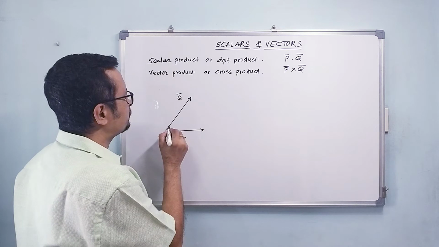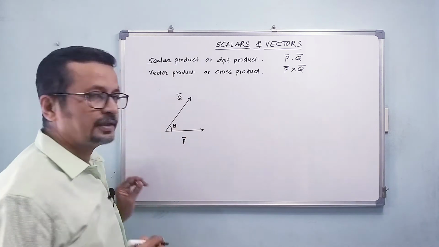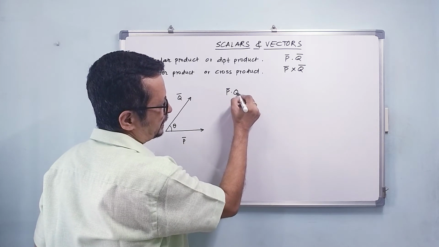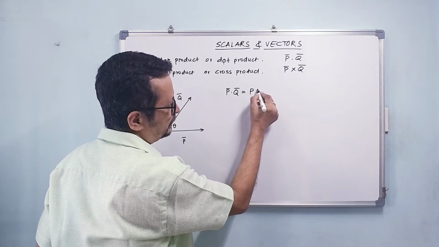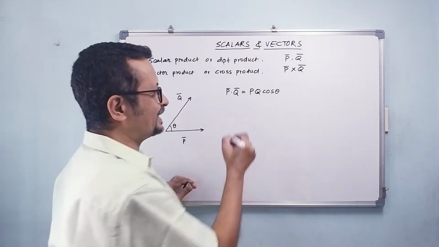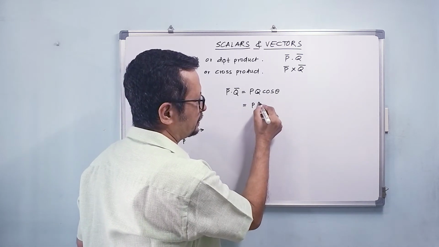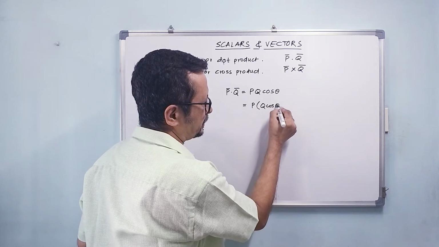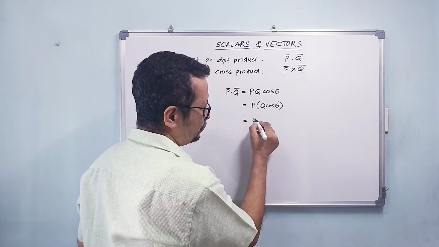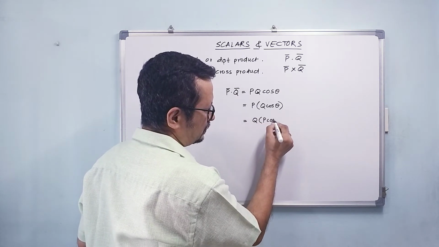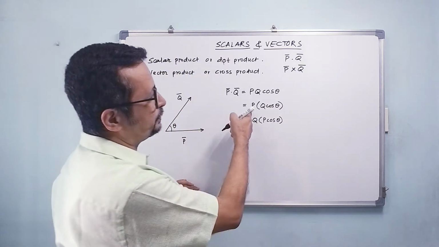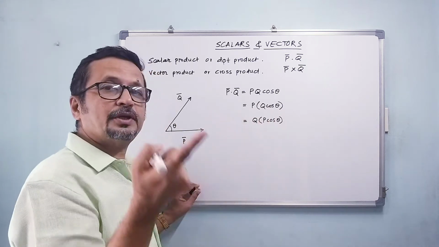Right, and what is the angle between them? The angle between them is theta. Now, as I said, p bar dot q bar is equal to pq cos theta. Can I write it like this? It is equal to p into q cos theta. Or can I write this as q into p cos theta? Now what is this, p into q cos theta and q into p cos theta?